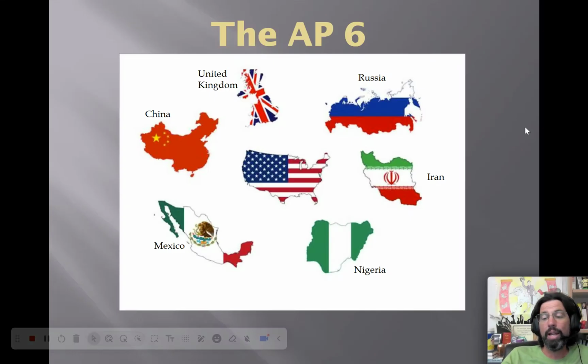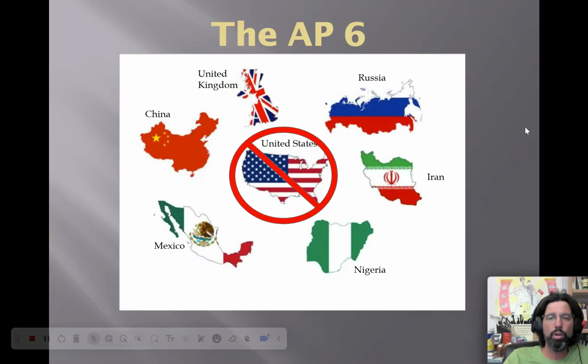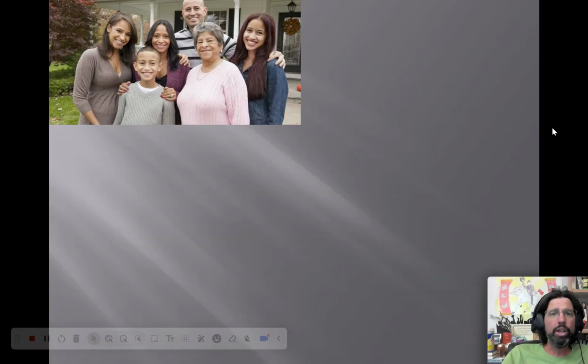Understand that on the AP test and for this class, unless I explicitly allow you to, do not use the United States as an example on anything. We are going to learn about the United States because you have to learn about your own government, but also its relationship in terms of comparing it to everybody else. Let's take a look at families.